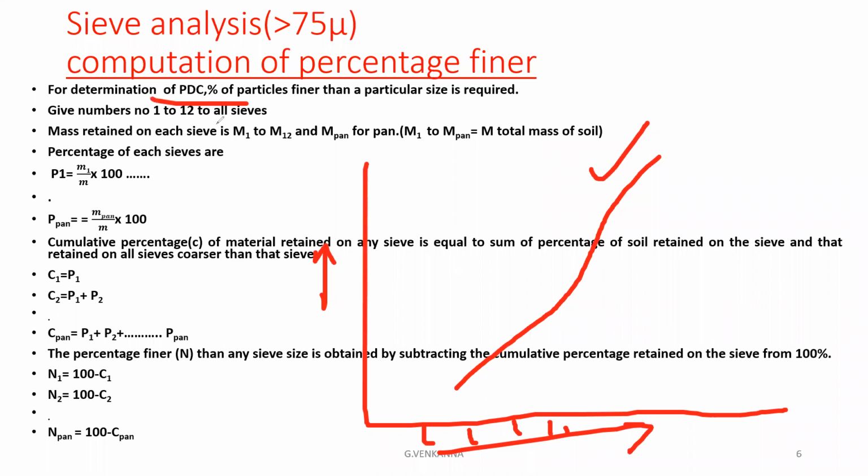Here is the main target. After we get the particle size distribution curve, we can identify what type of soil it is and whether it is suitable for our condition or our work. According to the particle size distribution curve, we can identify whether the soil is suitable for our work.